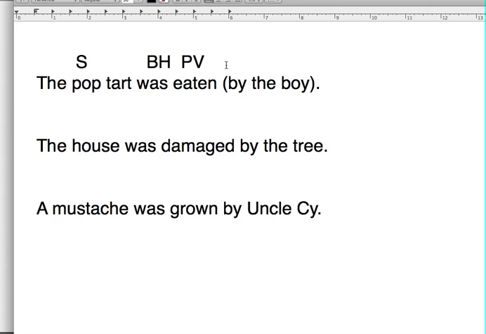So this can be thought of as a backwards verb. Here's this person or thing is doing this to that, right? Instead of the boy eating the Pop-Tart, right? So we kind of reverse the order. Okay, let's see another one.